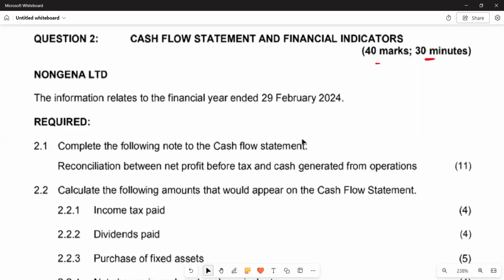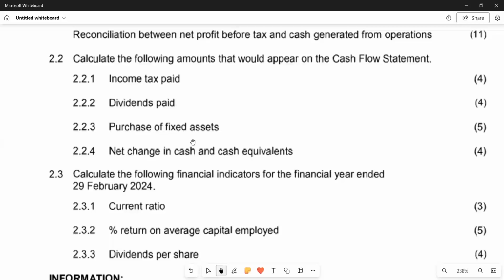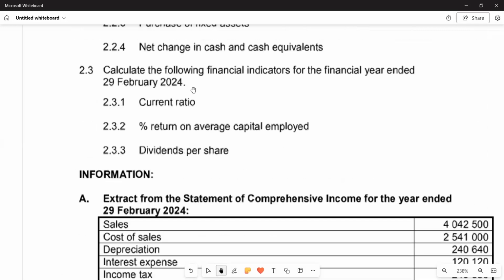So this is the question that we have. Then we try to go down with the question. You see that on 2.2.4, it requires you to calculate net change in cash and cash equivalents, and then 2.3, calculate the following financial indicators for the financial year ended 29th February 2024, whereby you're given the current ratio, percentage return on average capital employed, and dividends per share. So these are the questions that we have.